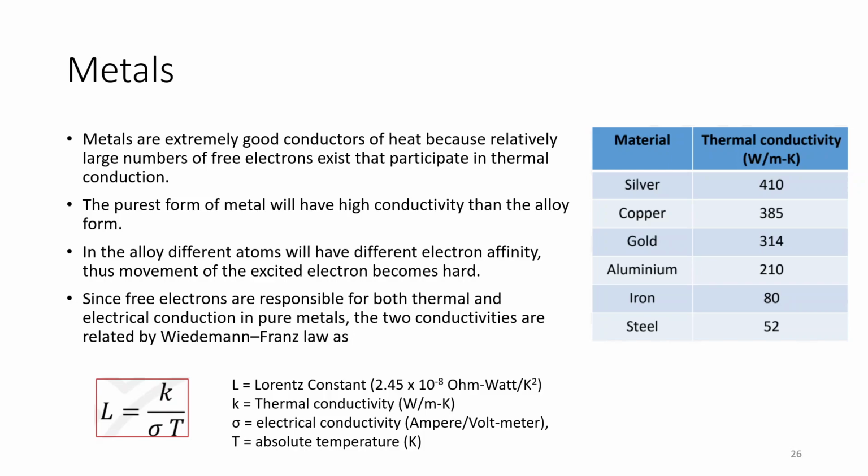Now for various materials, these are the thermal conductivities. For silver it is 410, for steel it is around 52, and for copper it is around 385. So it is highest for silver, followed by copper.